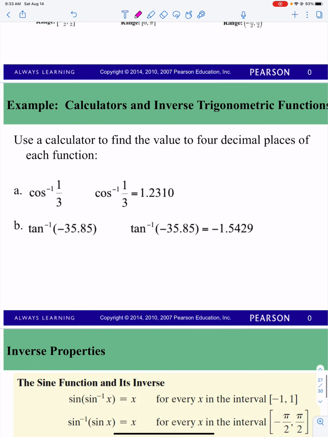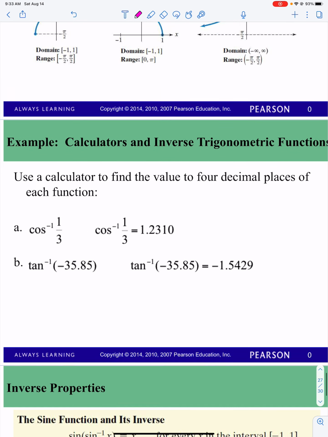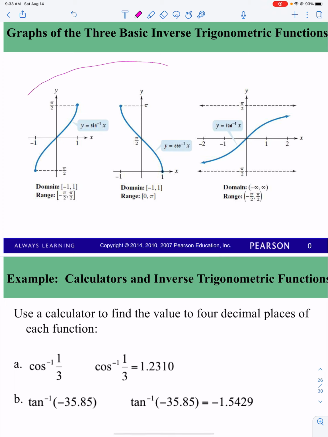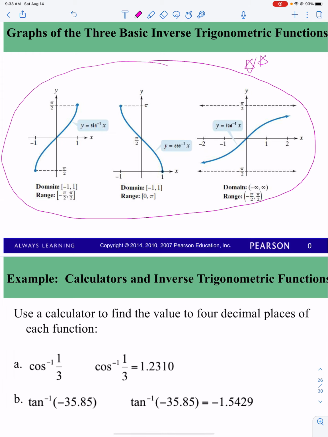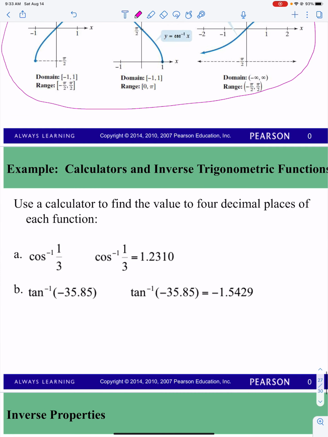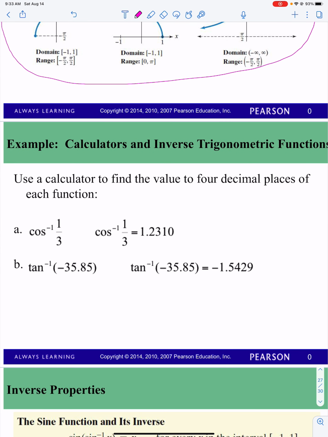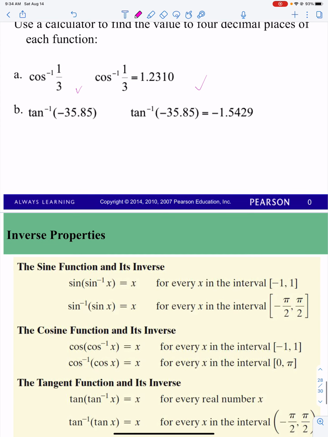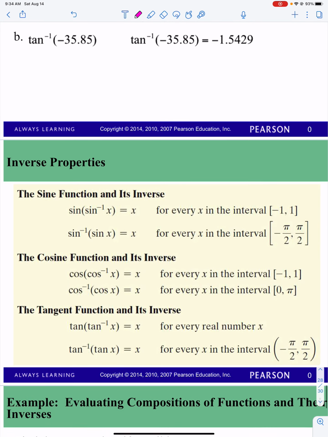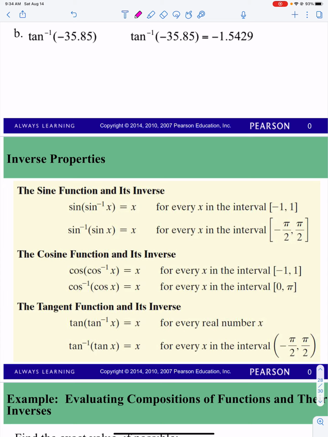Okay, and the next thing I wanted to mention: these are the 3 graphs. You guys need to practice, and if you can memorize them, that will be the best. The other thing is you can also use a calculator to find the cosine inverse. And this is sine inverse, sine.